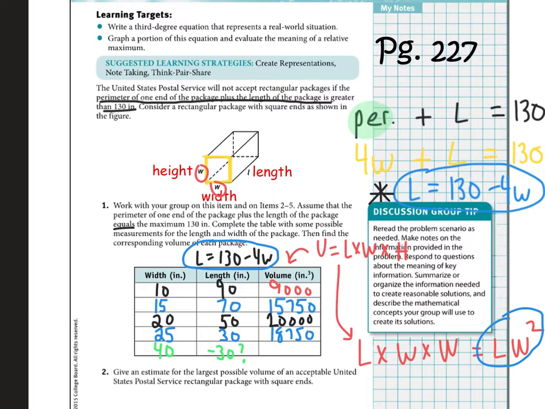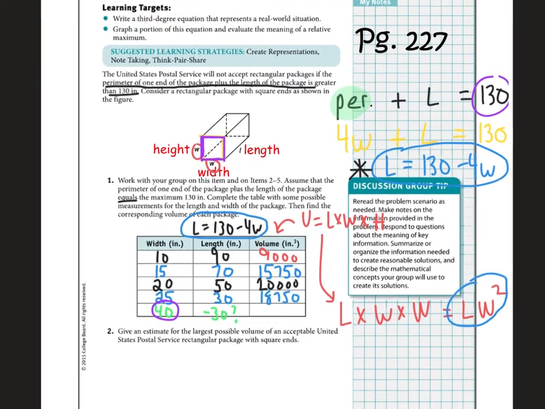So something happened, and see if you can reason this out with me: if the width were 40, then that perimeter, 40, 40, 40, 40, would be 160. Now remember, the perimeter plus the length can only be 130. So that width of 40 is taking up more material than we need. There's not an unlimited amount of material we can use here.